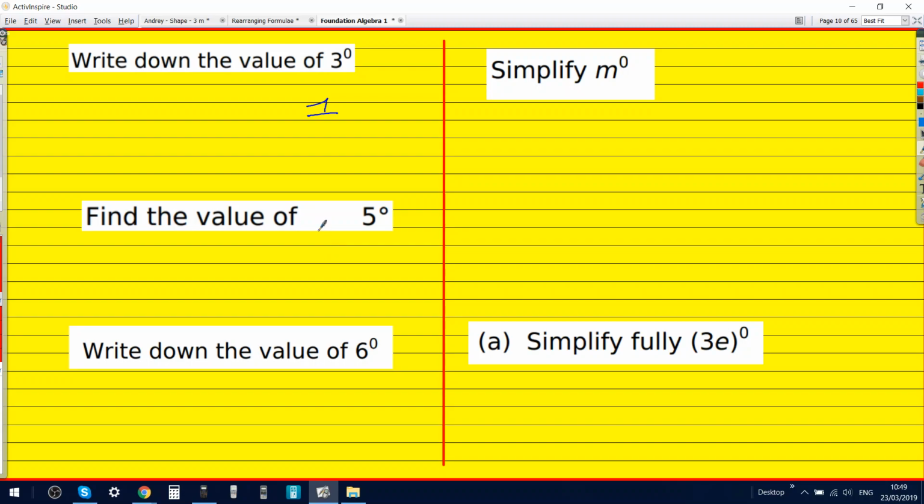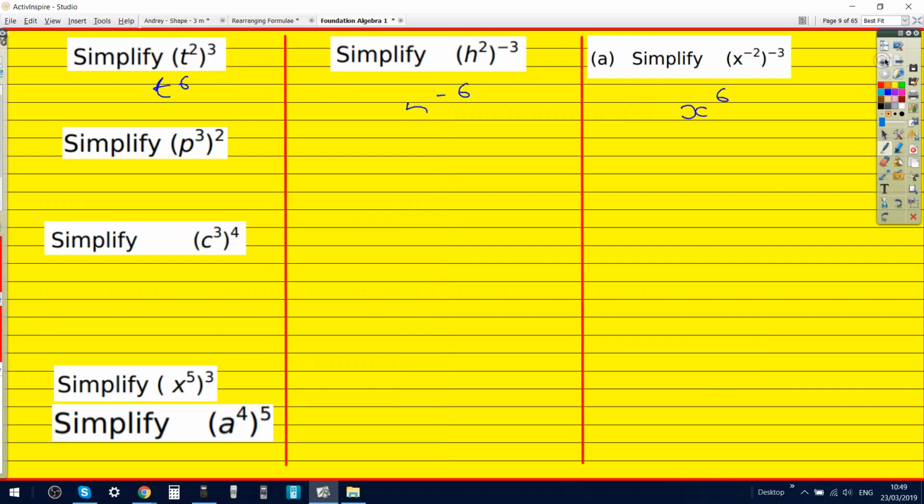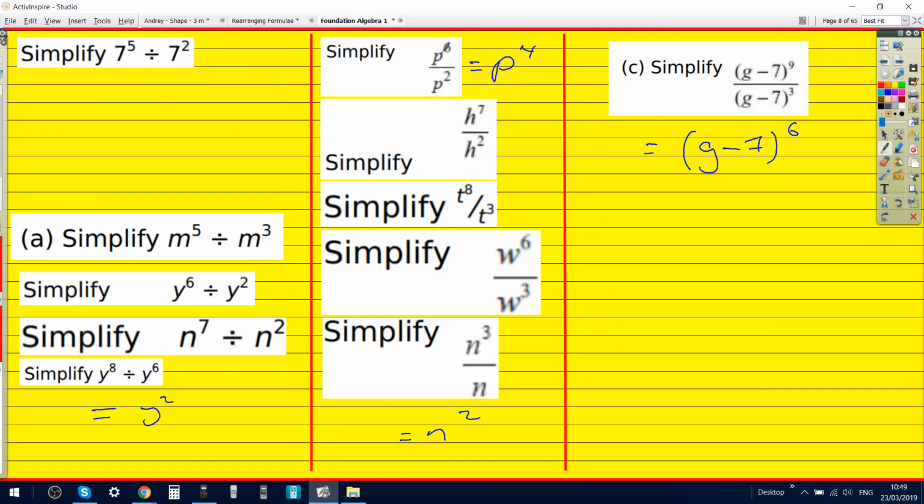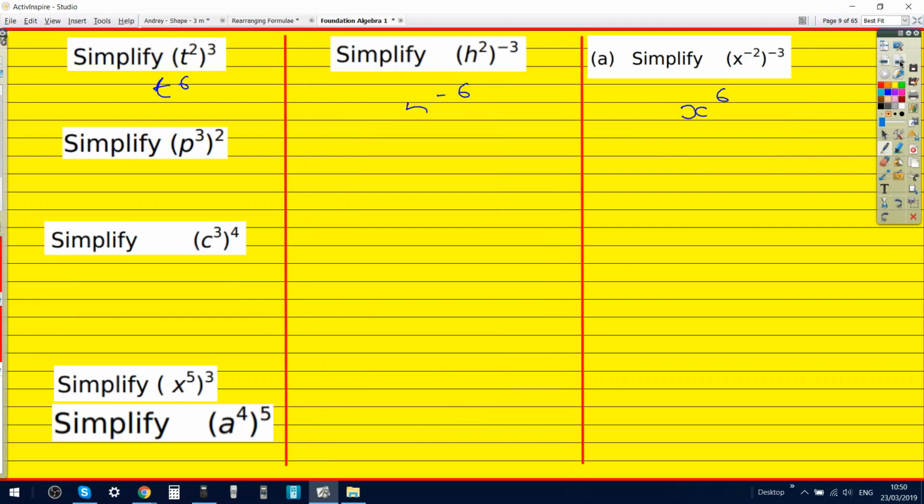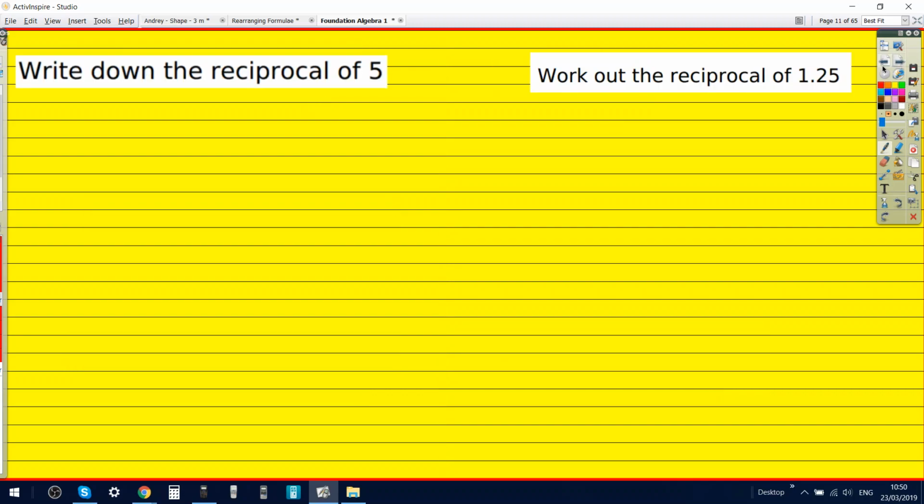Okay. So find the value of, is that 1? Yes. Is it all 1? Yeah. And 1 again? Yeah. It's because it would be like this one, p to the 6 over p to the 6. It would give you p to the 0. Okay. And anything divided by itself gives you 1.